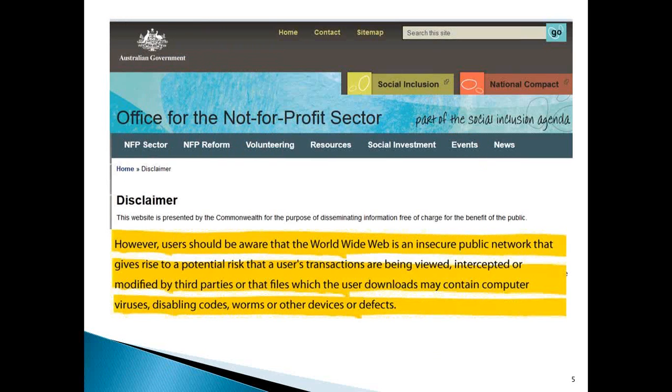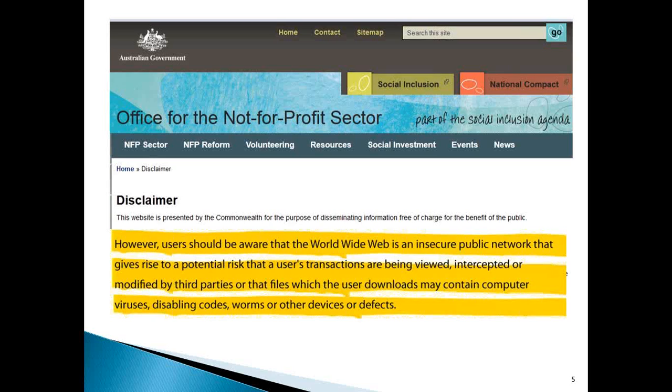When preparing for this presentation, I did a bit of a search online for the not-for-profit sector. And I was very interested to find this Australian government website that I came across. What highlights it very effectively was this disclaimer that said, this website is presented by the Commonwealth for the purpose of disseminating information free of charge for the benefit of the public. And very clearly here it says, however, users should be aware that the World Wide Web is an insecure public network that gives rise to a potential risk that users' transactions may be viewed, intercepted or modified by third parties, or that files which the user downloads may contain computer viruses.